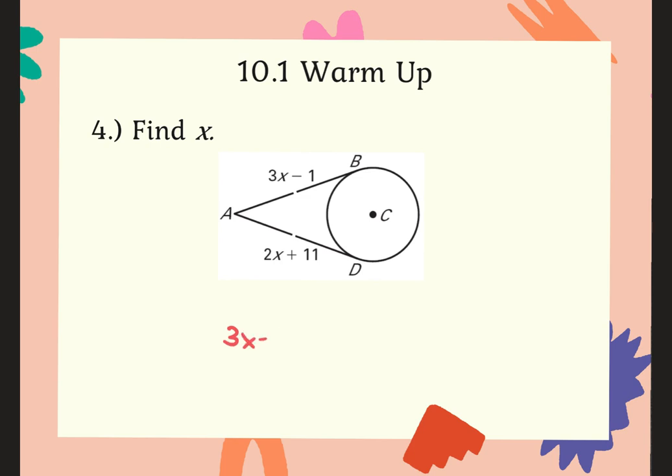I would set 3x minus 1 equal to 2x plus 11. Subtract the 2x: x minus 1 equals 11. Add the 1, and x equals 12. Okay. On your quiz, you will see stuff like in the homework where you had to set them equal to each other, factor, that kind of stuff. But you're going to definitely see this theorem.